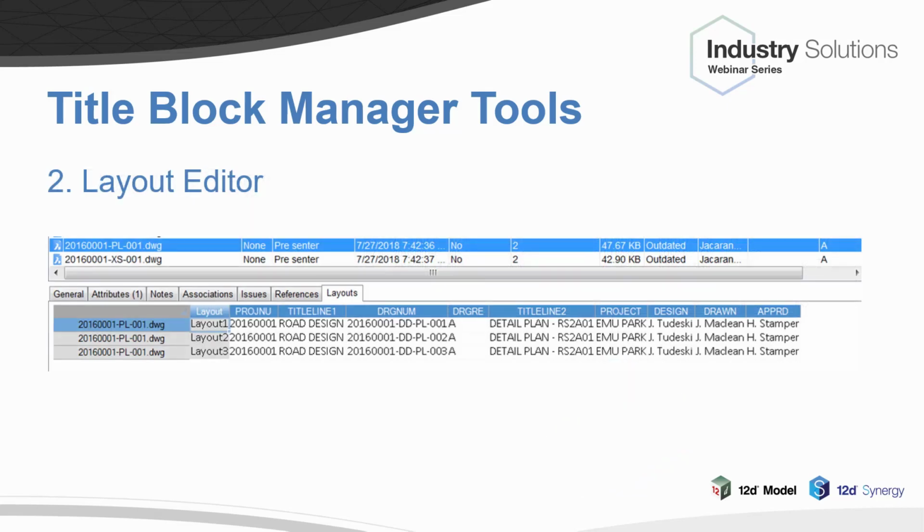Next, we have the Layout Editor. And now this tool is used to make quick changes to the title blocks in multiple sheets within each DWG. And for this, no Excel sheet is required. It's already built into the software.